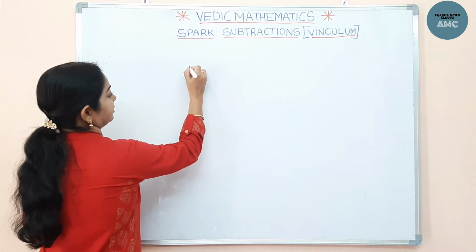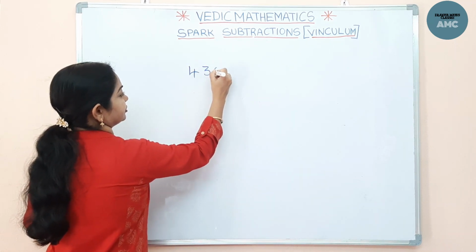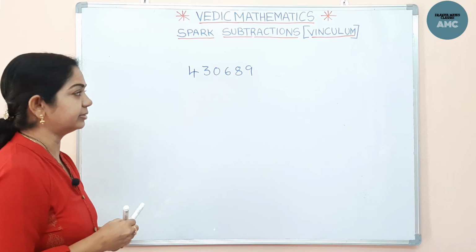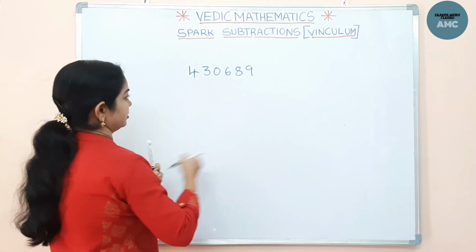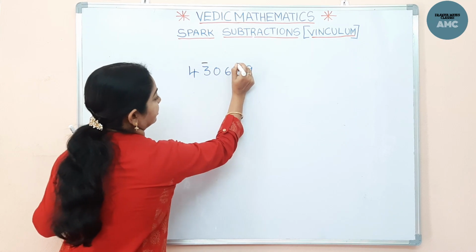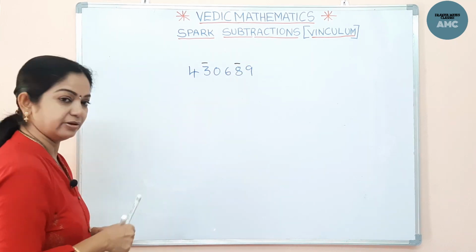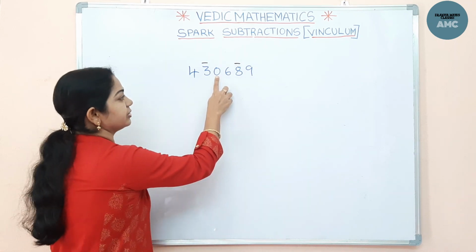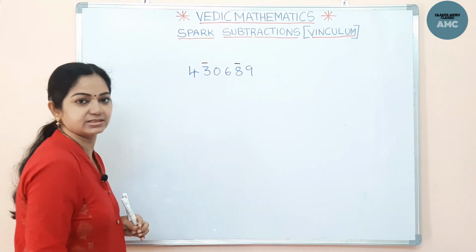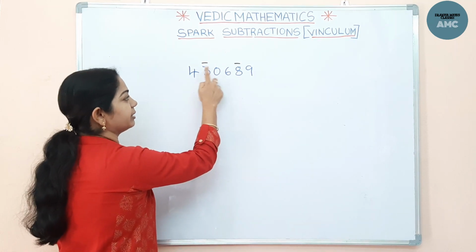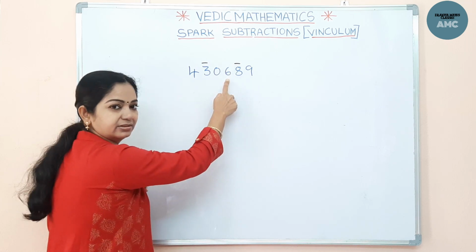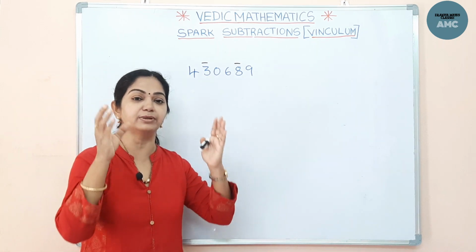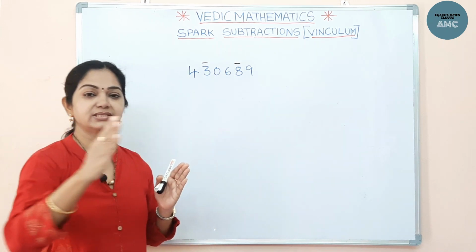Now let me take another number: 4, 3, 0, 6, 8, 9. So this is the number. Now here the vinculum is on 3 and on 8. We were talking about zeros in between the vinculum numbers. Now this 0 is not in between the vinculum numbers, is it? It is in between one vinculum number and a non-vinculum number. So the vinculum is not carried over here. Only when it is perfectly in between two vinculum numbers is the vinculum carried over.